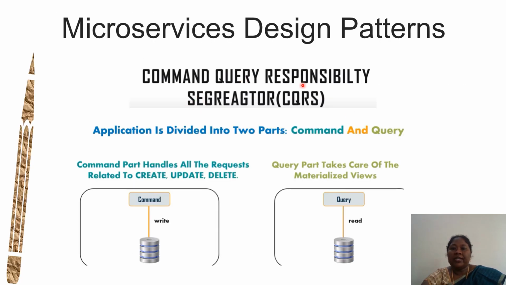Next, command query responsibility segregator. In short form, this is called CQRS. It is a command query responsibility segregator based design pattern. The application is divided into two parts, command and query. Command handles all the requests related to commands like create, update, and delete, CUD. Query just gives back only the view. So that is called command query responsibility segregator. This kind of pattern you have to apply in your design.